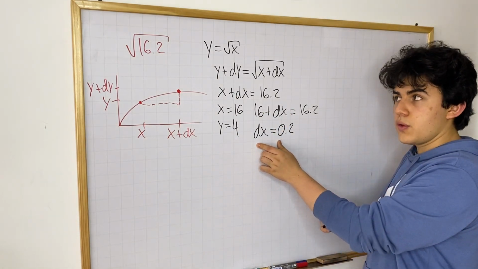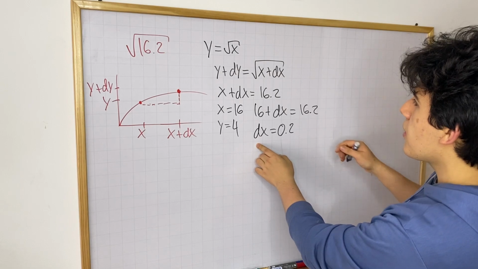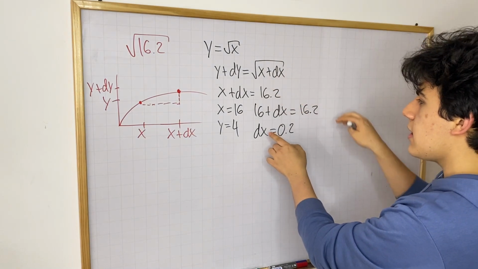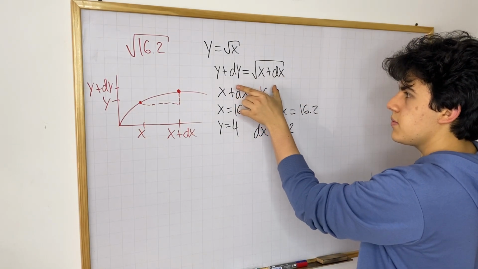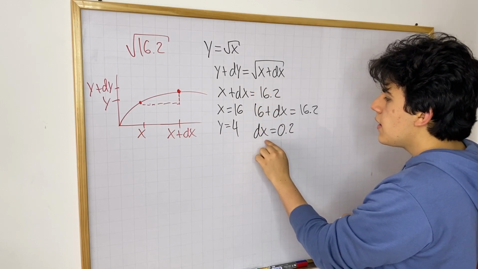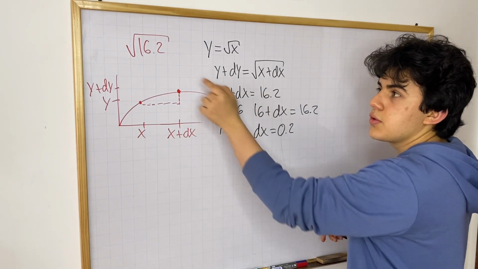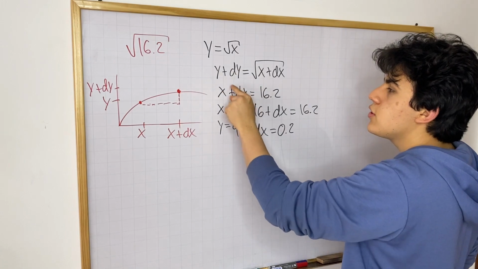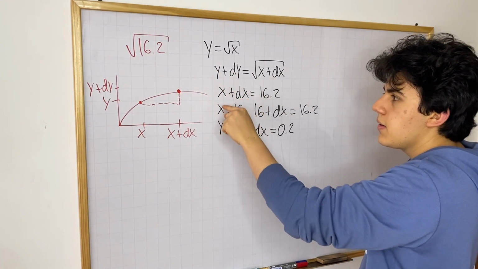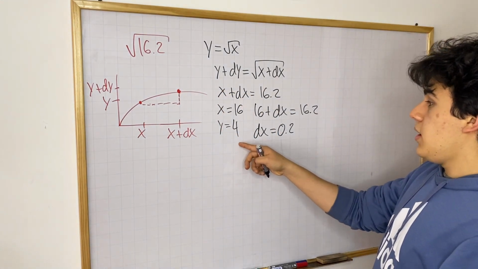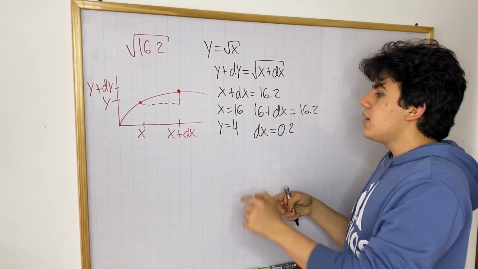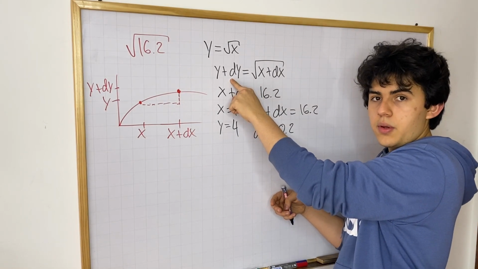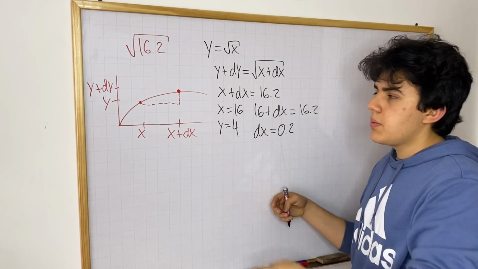So this is the value for x. And now we already have the right-hand side of this equation. We already have the square root of 0.2 plus 16, which is the value that we want. Now we just simply need to find y plus dy and see how much that is. We already know y, which is great, and the only thing that we need to do is to find dy. And here's where we're going to have to use a bit of calculus.